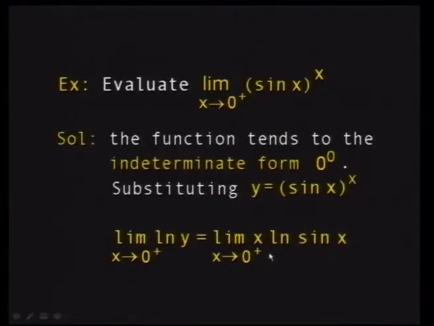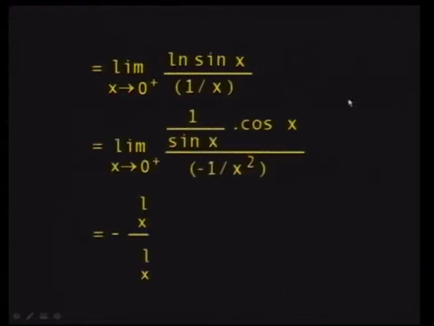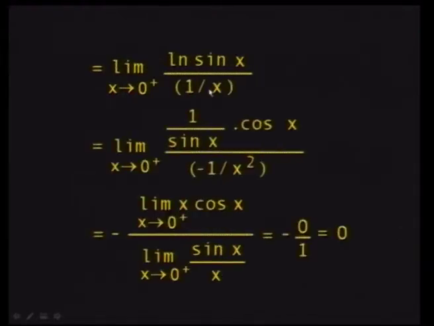So we have to put it in a form which is amenable to L'Hopital's rule. If you put it in this form, ln sine x over 1 over x, now you can apply L'Hopital, because you get infinity over infinity. So you differentiate here. The derivative of ln sine x is 1 over sine x times the derivative of sine, which is the cosine.